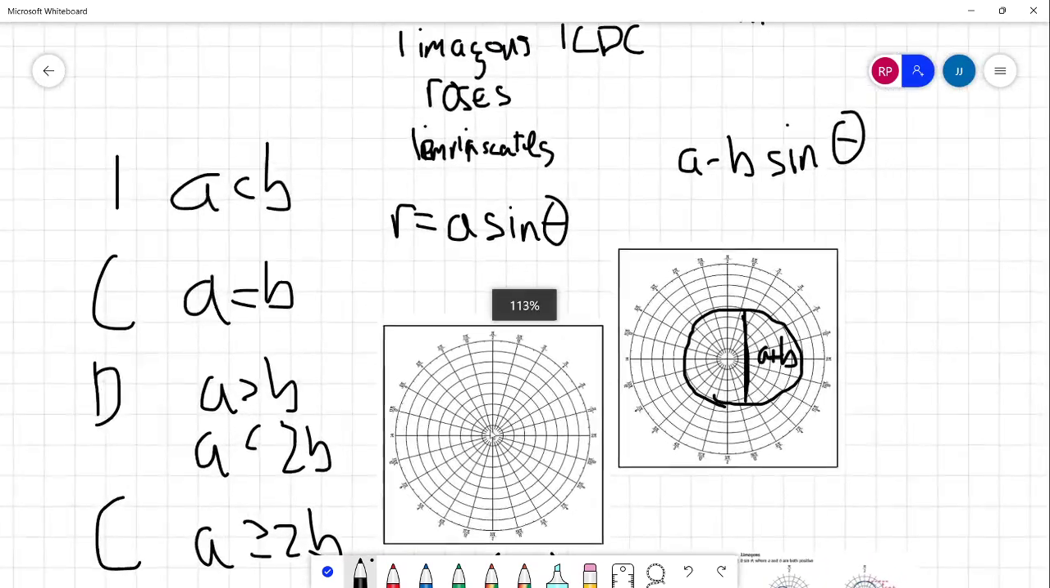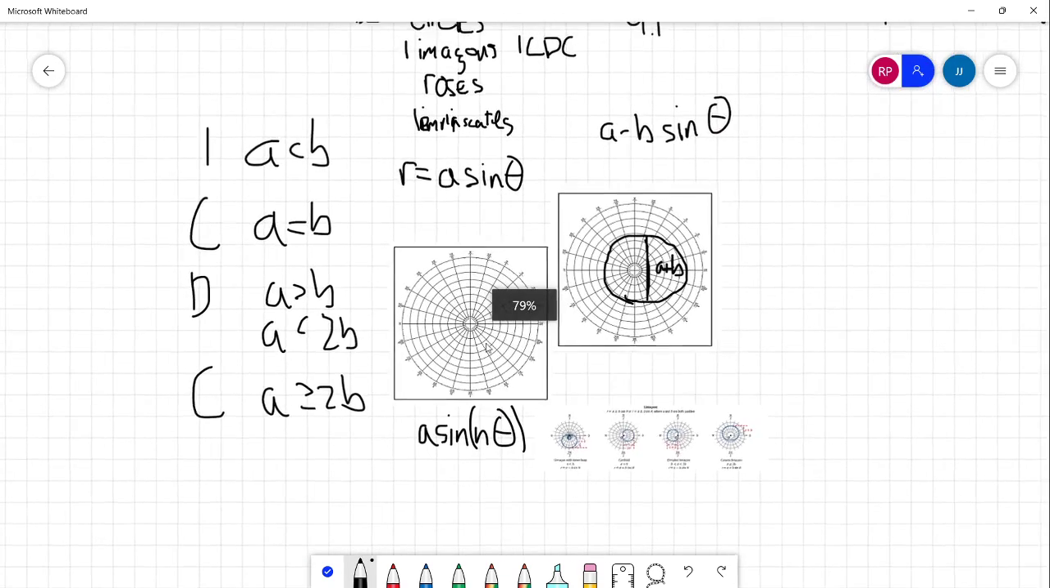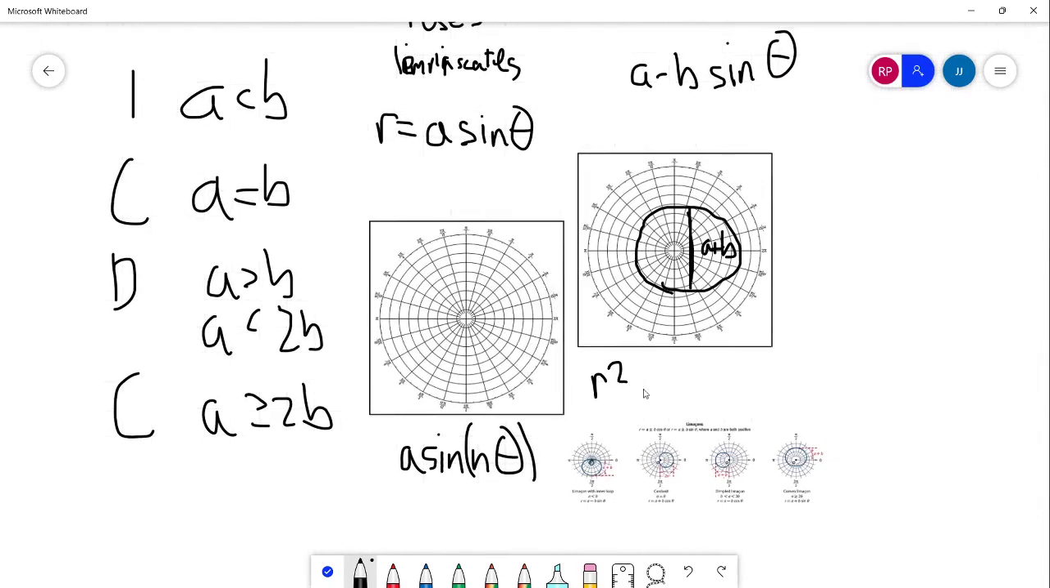Alright, so the last one, and Mr. Fisher says the easiest one, is a lemniscate, which has the form r squared equals a squared cos 2 theta, or sine. And essentially, if it's cosine, it's going to look like this, wrapped around, it's going to look like this but better, I promise.